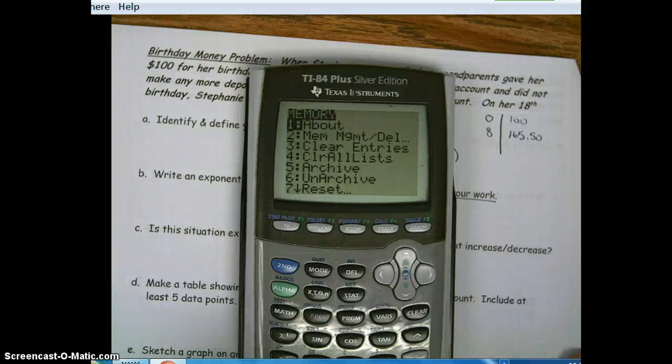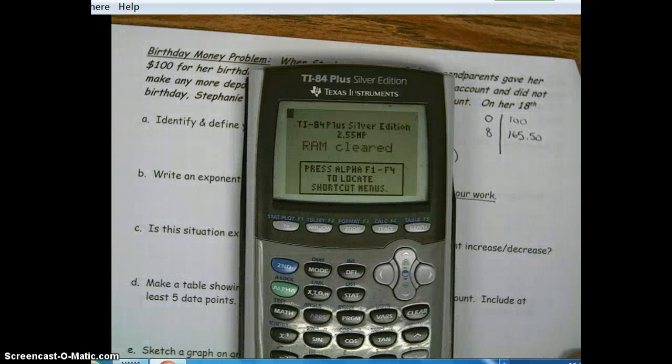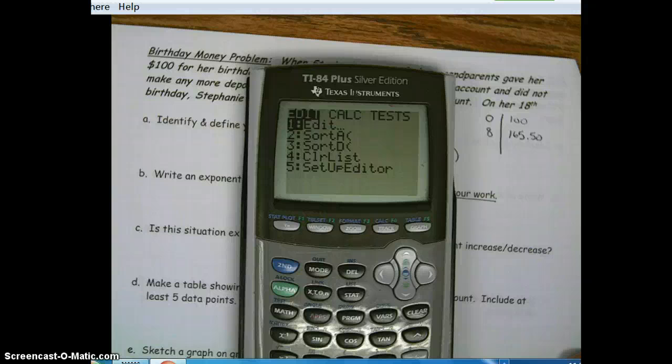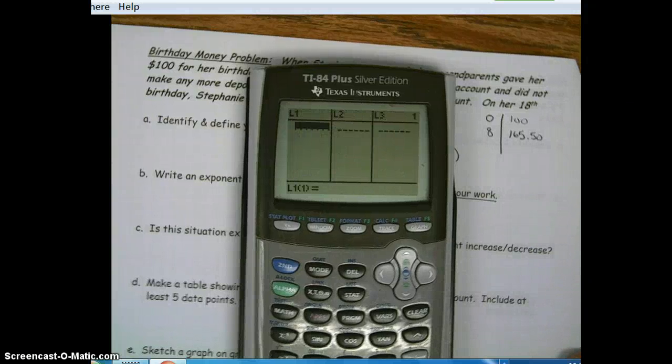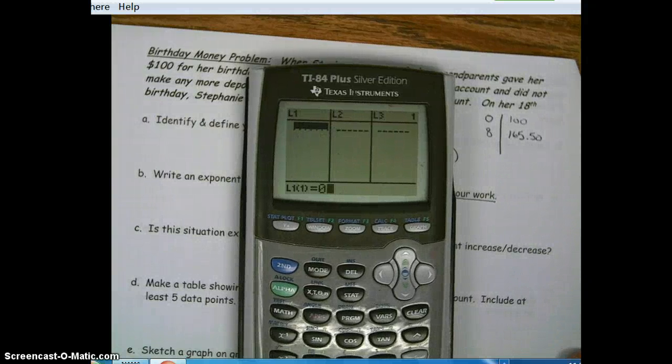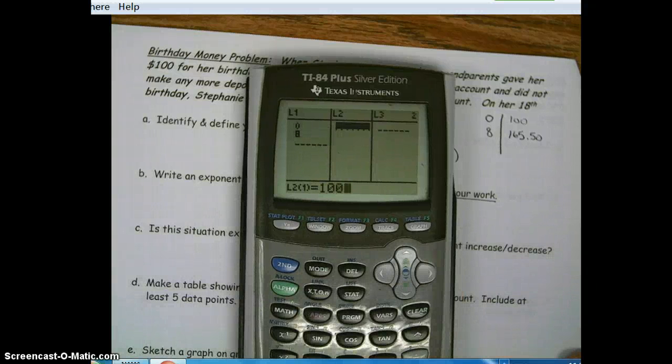Okay, using our calculator to come up with this number, we're going to turn our calculator on. Second plus 7, 1, 2, clear the memory. Stat, edit. Okay, plugging in our numbers. So 0, 8, 100, 165.50. Okay, so we only need 2 points.